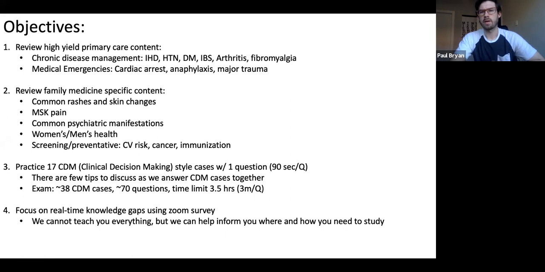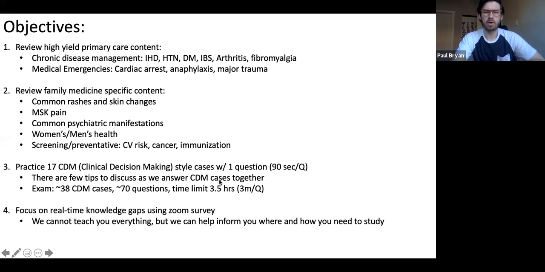And then you also have to recognize really dangerous situations and how to manage those life-threatening ones, just the initial management. Then we'll do some of those common things that we see all the time in family medicine, like rashes, MSK complaints, and some psych stuff. And then we'll of course cover the preventative medicine stuff and go through some of those little tips and facts to help you answer those questions.